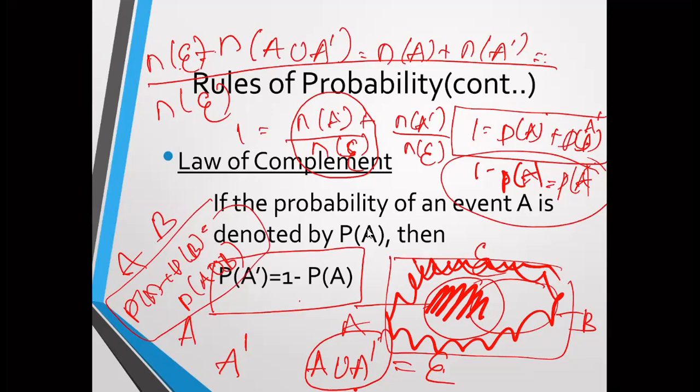Did you understand it, students? Did you understand the complement law? Yes or no? If you don't understand, please ask me.